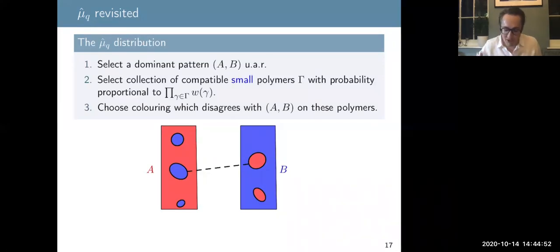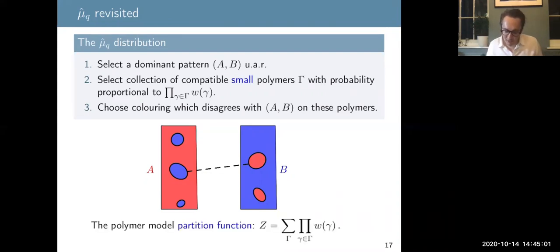And this very special structure of this distribution is what allows us to understand it so well. I'm going to be understanding it via the cluster expansion. So the partition function, which is just the normalizing constant that makes this a polymer model, is what I'll call the polymer model partition function. It's the sum over all collections of compatible polymers, the product of its weights. So this is the normalizing distribution of this step 2 here.